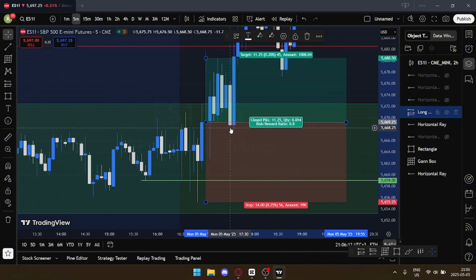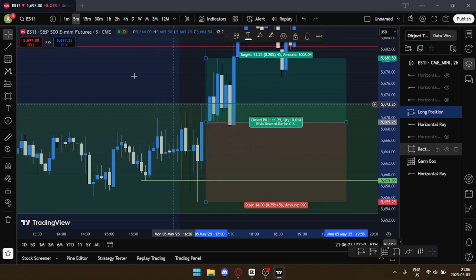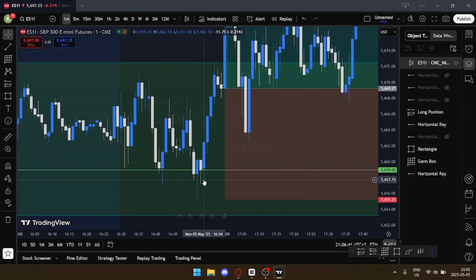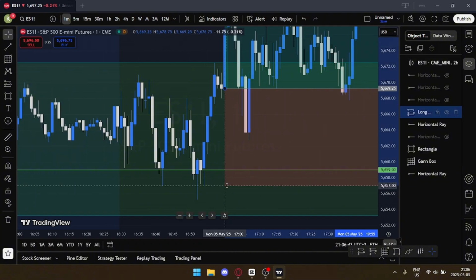For the stop loss, my first instinct was to place it down below this low, but it gives a pretty bad risk to reward ratio. So I zoomed into the 1-minute time frame and we can see this low right here, and that's where I place my stop loss. Now for the take profit, let's head back to the 5-minute.